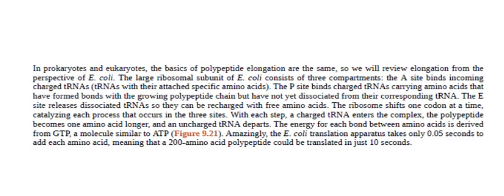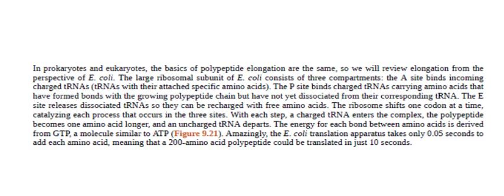The P site binds charged transfer RNAs carrying amino acids that have formed bonds with the growing polypeptide chain but have not yet dissociated from their corresponding transfer RNA. The E site releases dissociated transfer RNAs so they can be recharged with free amino acids. The ribosome shifts 1 codon at a time, catalyzing each process that occurs in the 3 sites.